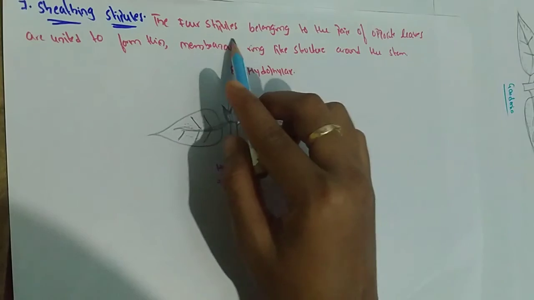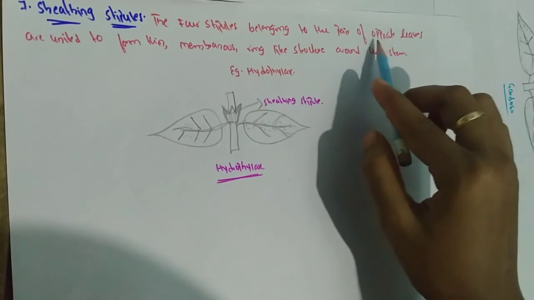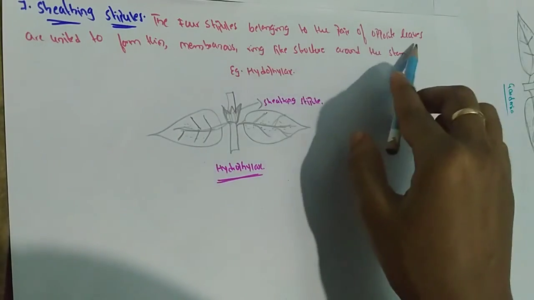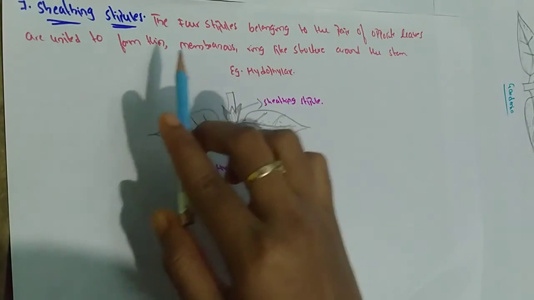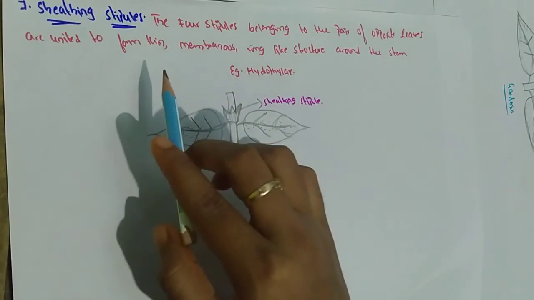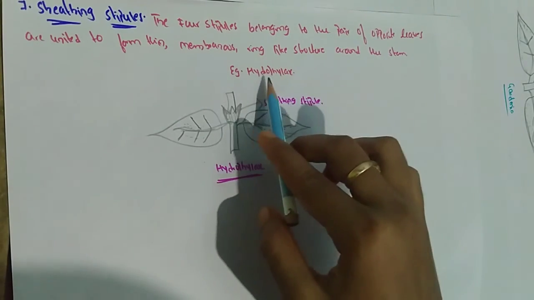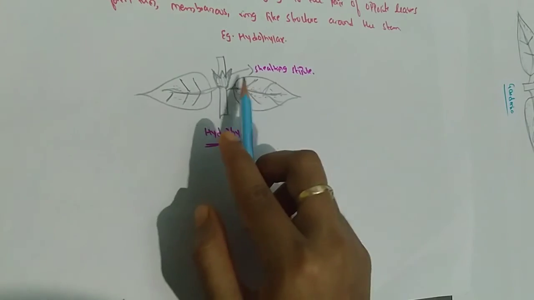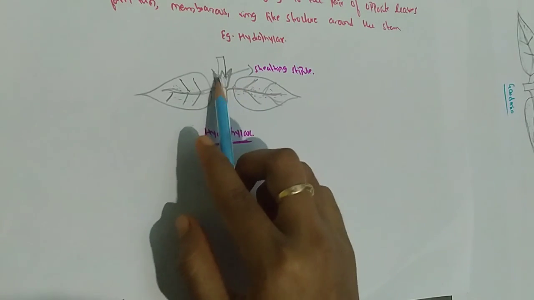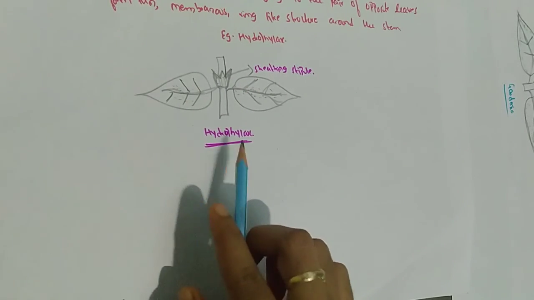Next, sheathing stipules. Each leaf has two stipules, so the four stipules belonging to a pair of opposite leaves unite to form a thin membranous ring-like structure around the stem. Example: Hydrophylax. Here the four stipules belonging to a pair of opposite leaves are united to form a sheathing stipule.